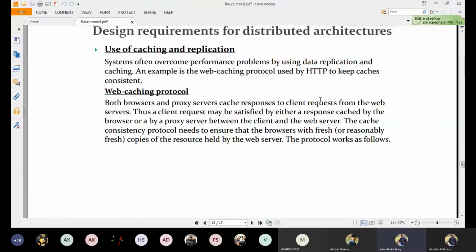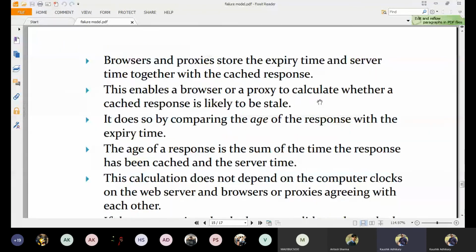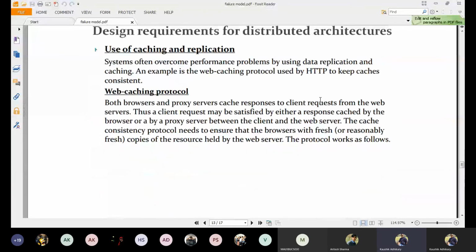Systems often overcome performance problems by using data replication and caching. An example is the web caching protocol used by HTTP to keep caches consistent. Means, for example, cookies. In cookies, if we store our password, we need not log in again and again using our email and password for logging into our system. So we can use caching.